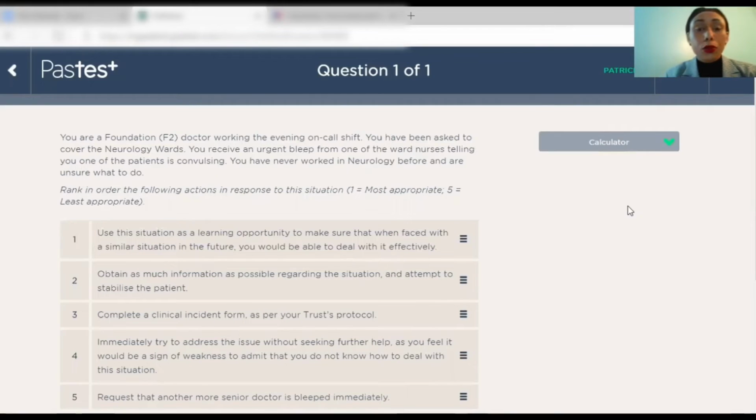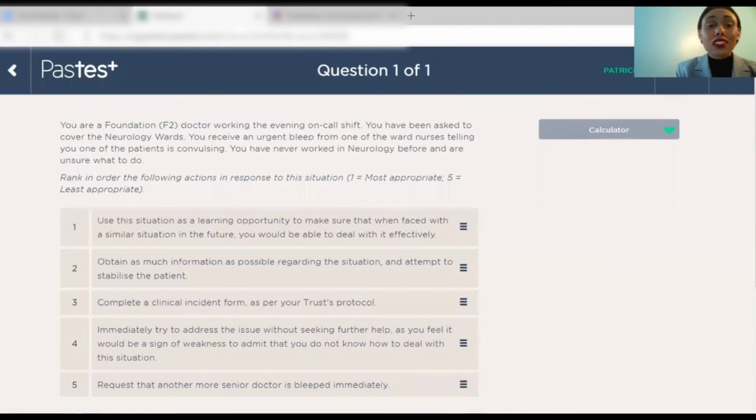Now we get into the professional dilemmas. Some of you may be struggling with them, but a point here is that you can't really do too badly in the sense that you're not going to be marked 0. You will always get some points for some of the questions or some of the order you've ranked the responses in. So let's get into the question.